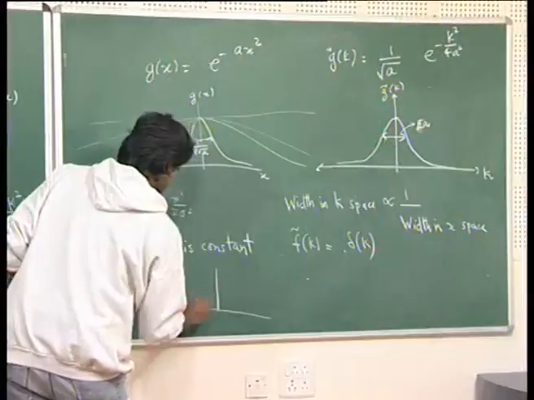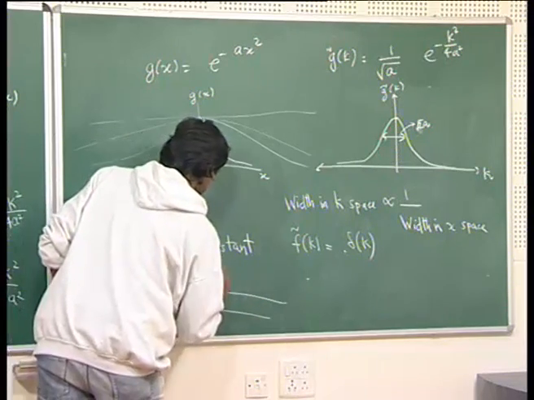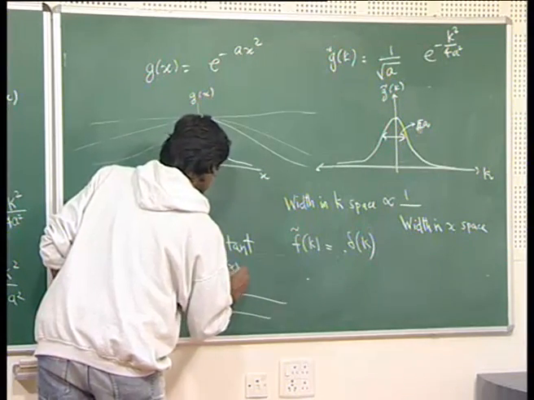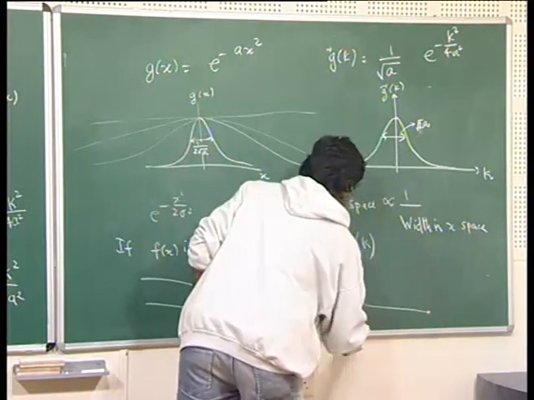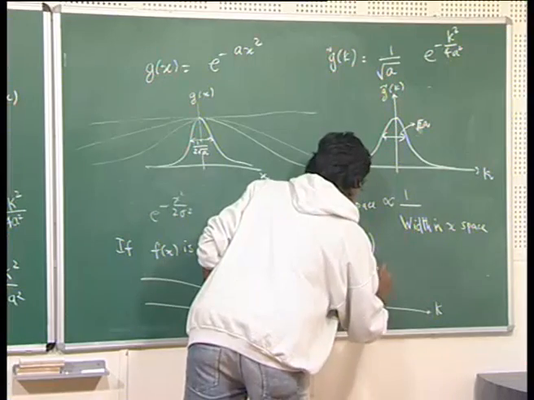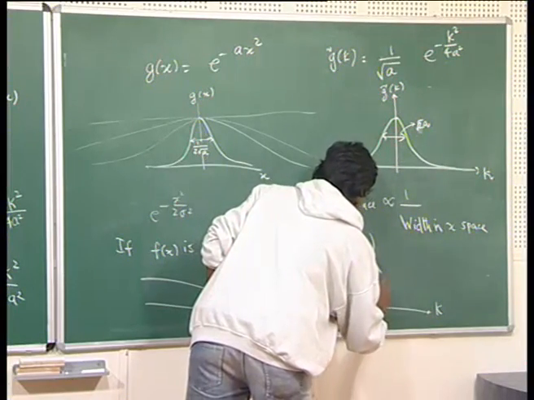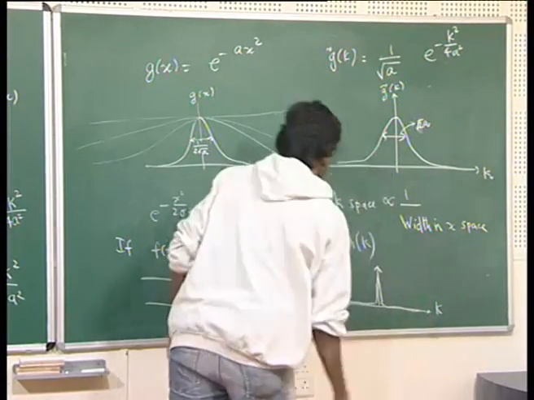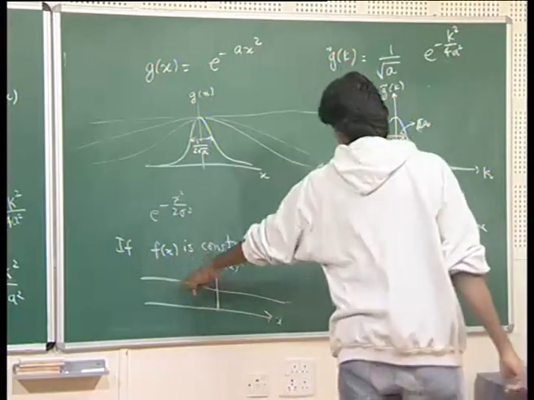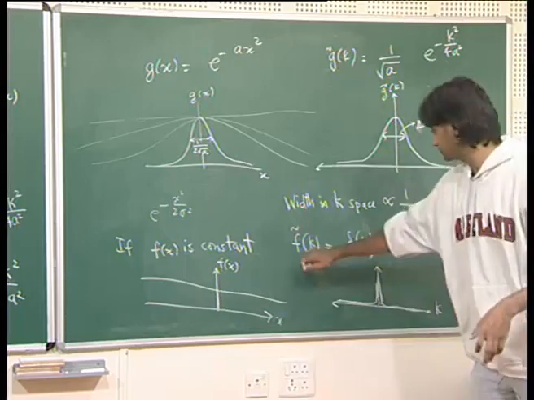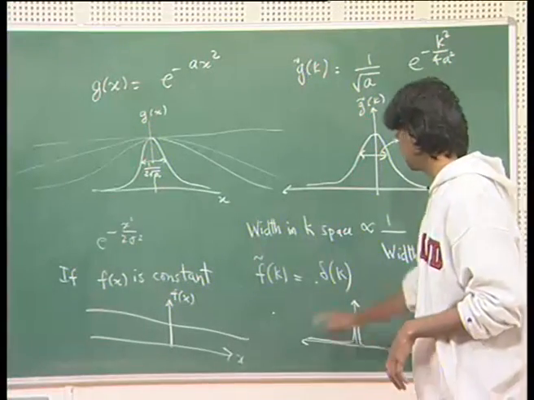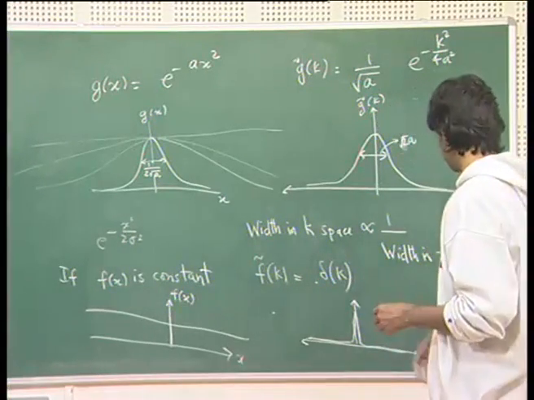So in this case you have f of x as some constant, then f tilde of k becomes a delta function. Okay, so it becomes a delta function. So a very wide function becomes a very narrow function, and this is a usual property of these Fourier transforms. Okay, now how do you show that f tilde of k is this delta of k?